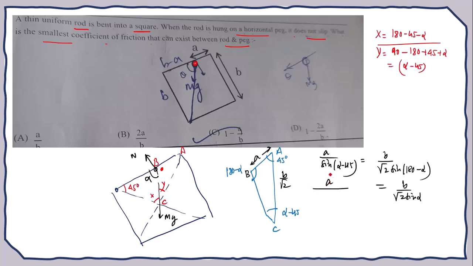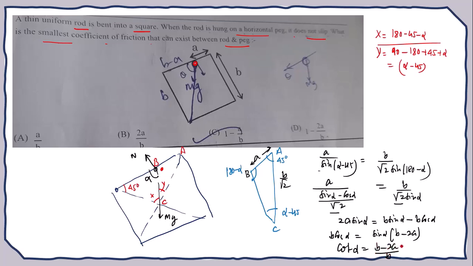And here I am getting a by sine of alpha minus 45, using the formula, sine alpha minus cos alpha, whole divided by root 2. So this root 2 and that root 2 become 2. So 2a sine alpha should be equal to b sine alpha minus b cos alpha. That means b times cos alpha should be equal to sine alpha into b minus 2a. So I am getting cot alpha equal to b minus 2a by b, or I can say 1 minus 2a by b. That is the answer for cot alpha.